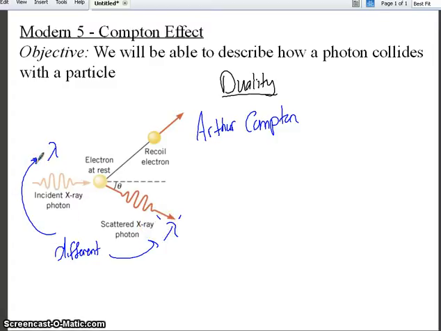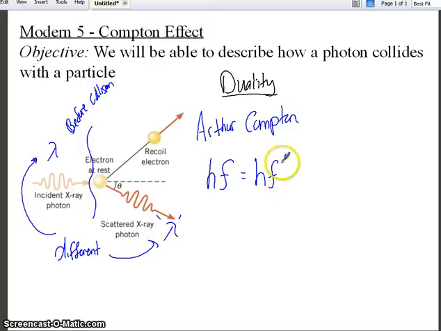And because it is, what happened was we have the energy of a photon. This would be this photon right here, before the collision. And then afterwards, after they hit, we have the energy of the scattered photon. I'm going to call that f prime because this is now different, remember?